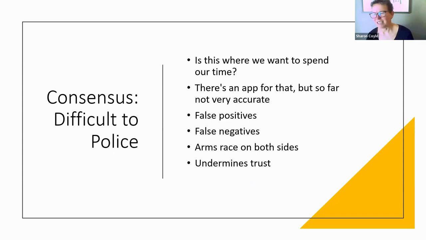AI is something that we're going to just keep seeing more of. So the consensus today is that it's difficult to police. And is this where we really want to spend our time? There's an app for that, but it's not very accurate so far. You can get false positives. You can get false negatives. It's a bit of an arms race on both sides.